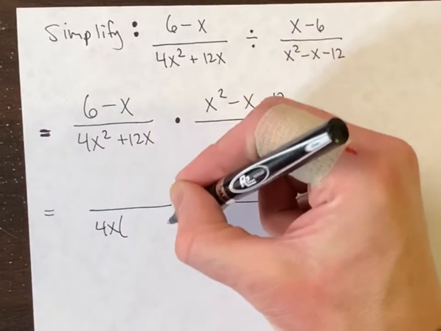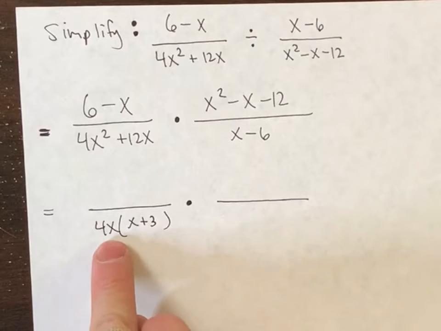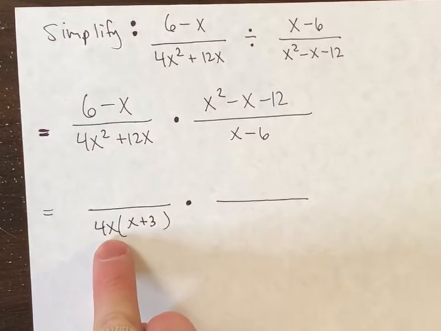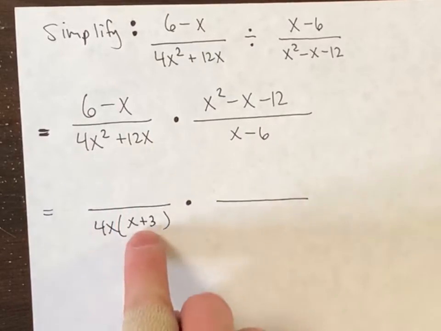And if I do that, I'd be left with x plus 3 inside. And you know this is legit because if you go 4x times x, it's that, and then 4x times 3, it's that. If I distribute in my head, that's what I get back. That's how I know that this is legit.